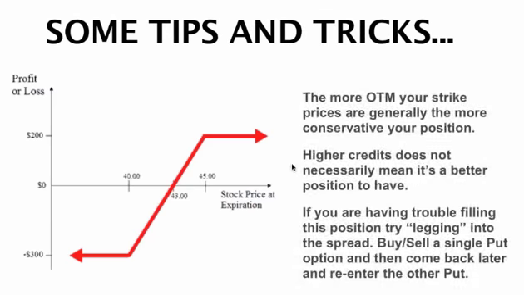Some tips and tricks for bull put spreads, or bull put credit spreads. The more out of the money your strike price is, the more conservative your position. So again, in this example, we sold this strategy right at the money, but you don't have to do that. If the market's trading at 43, you can sell these all the way out, possibly down to 20, 25, in that type of area. So higher credits don't necessarily mean it's a better position to have. Generally speaking, you're going to see an at the money position that's basically a 50-50 flip, where you're going to make about the same as you're going to lose. So it's just the same as trading the underlying stock.